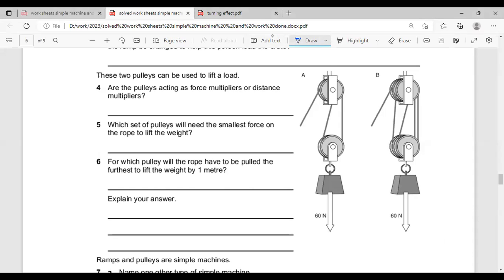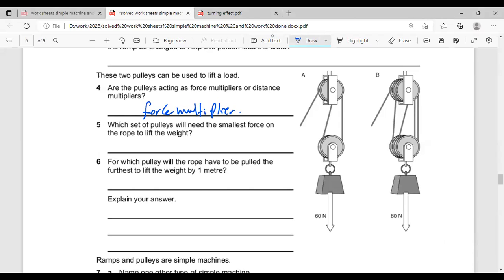You have two pulleys, A and B. Are the pulleys acting as force multiplier or distance multiplier? It will act as a force multiplier. Which set of pulleys will need the smallest force on the rope to lift a weight?